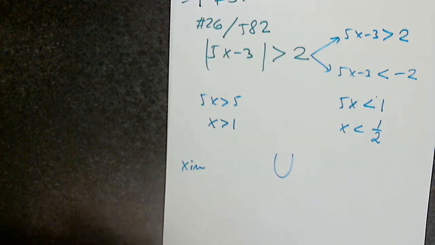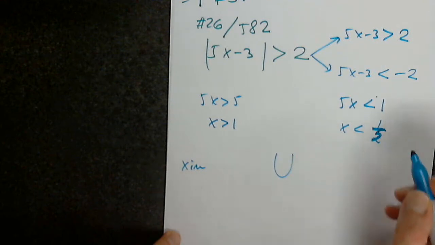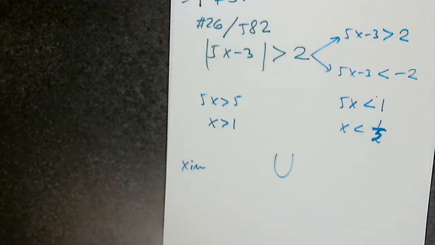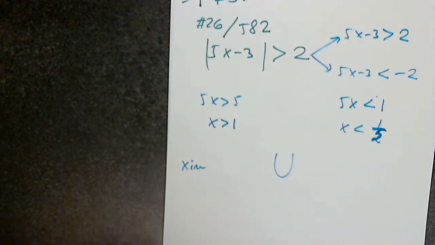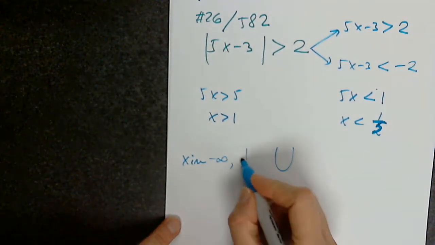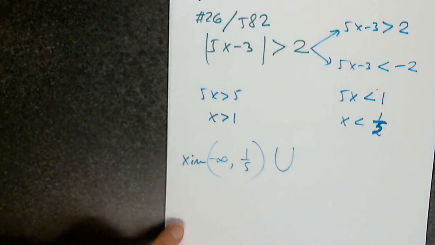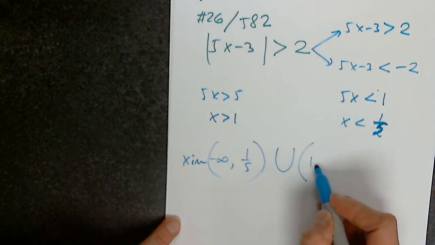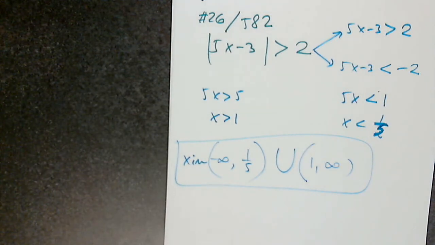What do we want over 5? Oh, yes, I'm sorry. I looked here and I wrote 5 instead of 2. No excuse. Sorry. Thank you. So, the first one: negative infinity, 1/5, parenthesis. Just parentheses. Union, parentheses, 1, infinity, parentheses. That's it. Any questions?